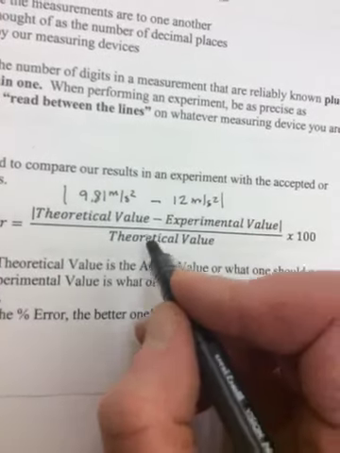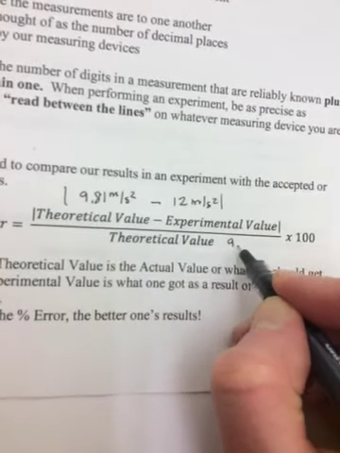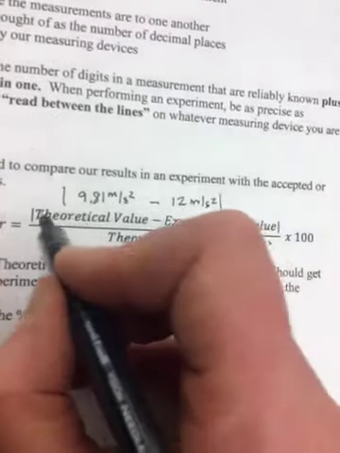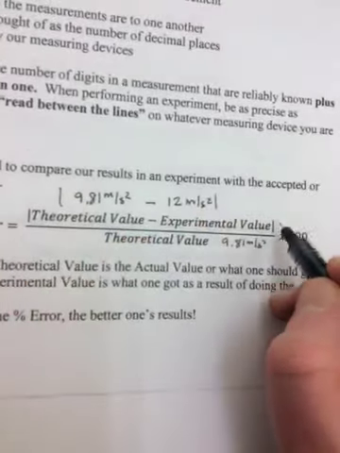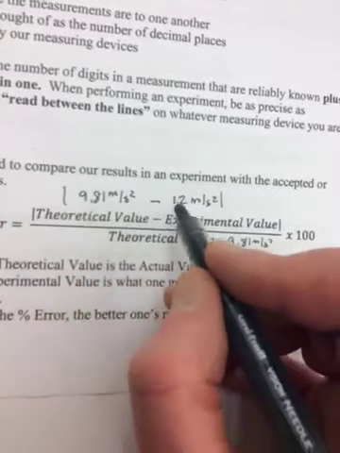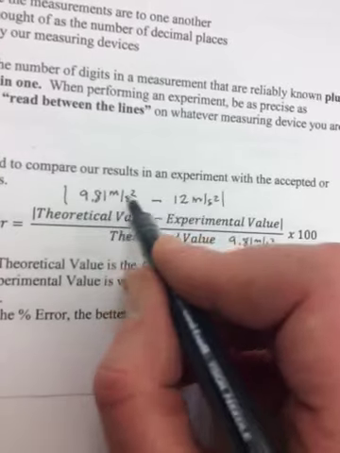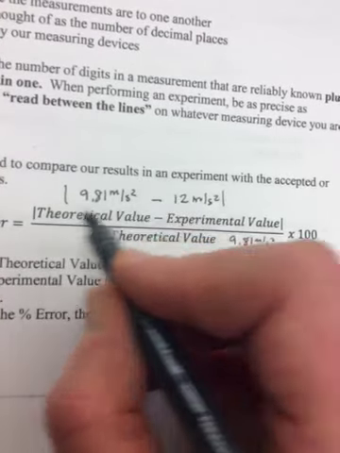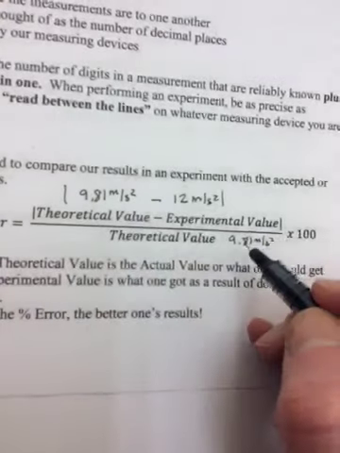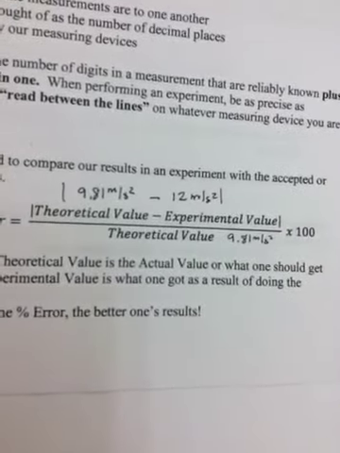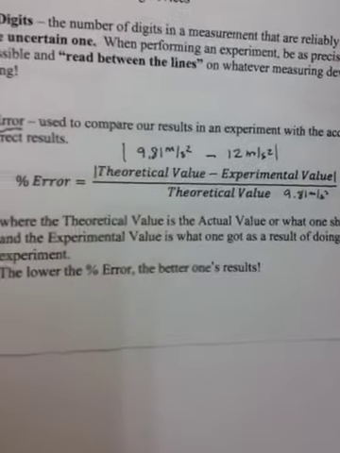So that goes on the top, and then you divide it by the 9.81 meters per second squared, and you times 100. Now these straight lines out here mean absolute value, and what that means is it doesn't matter if it's negative. Like up here, this is going to be negative when you take 12 away from 9.81, but we don't care. The straight lines say just drop the negative, because you're looking for the percentage, how far you are off the real number.